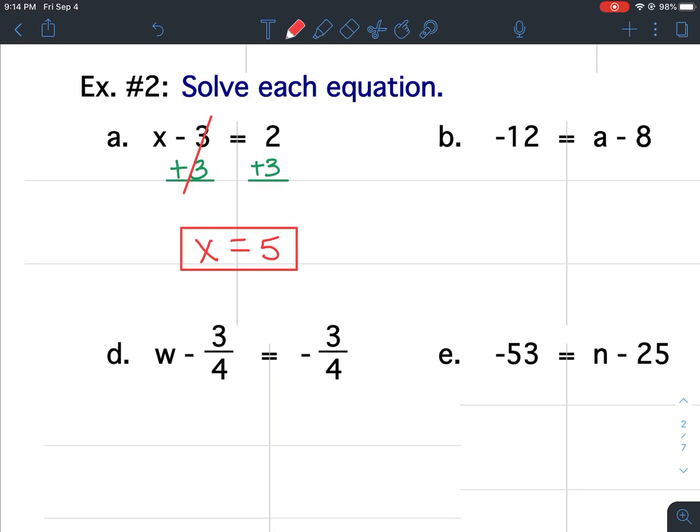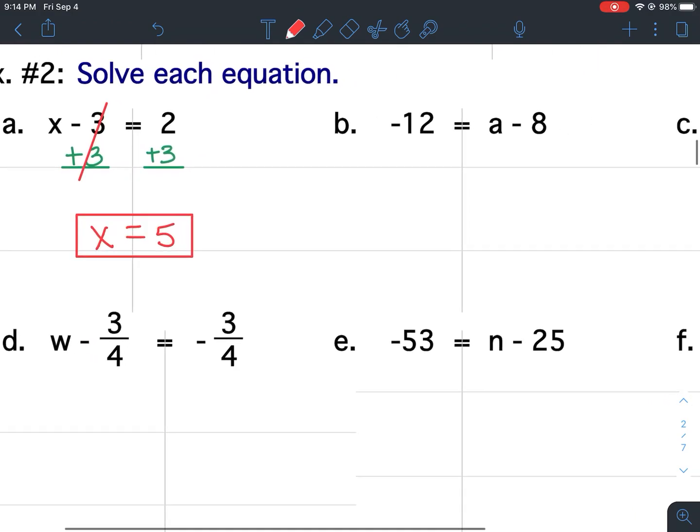If we wanted to check this, I simply would put the 5 in for the x. 5 minus 3 is 2. Always plug it back into the equation to double check your answers. No reason to miss any of these.